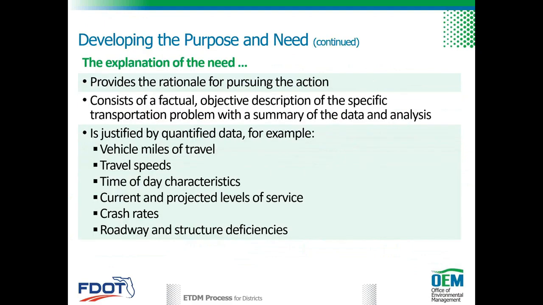The need for the project provides a rationale for pursuing the action. The need must consist of factual, objective descriptions of the specific transportation problem with a summary of the data and analysis that supports the conclusion that there is a problem requiring action. The need must be justified by quantified data. For example, vehicle miles of travel, speeds, the time of day characteristics, current and projected levels of service, crash rates, and/or road and construction deficiencies should be used as appropriate.